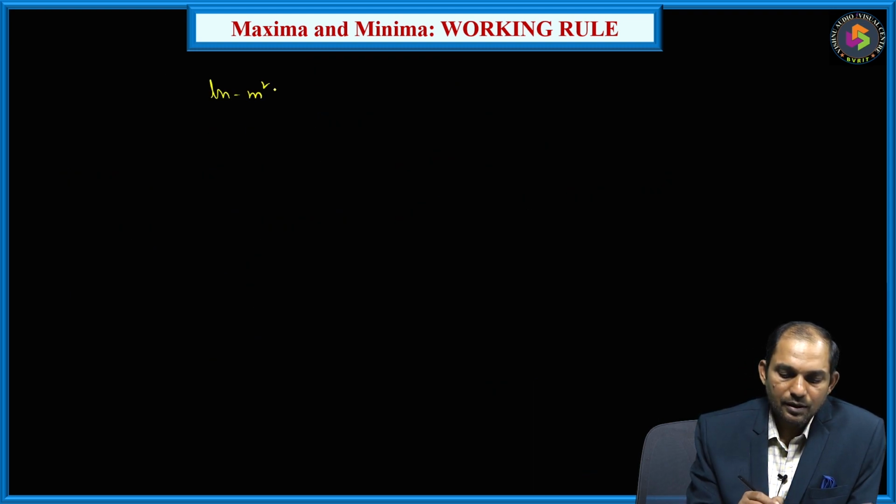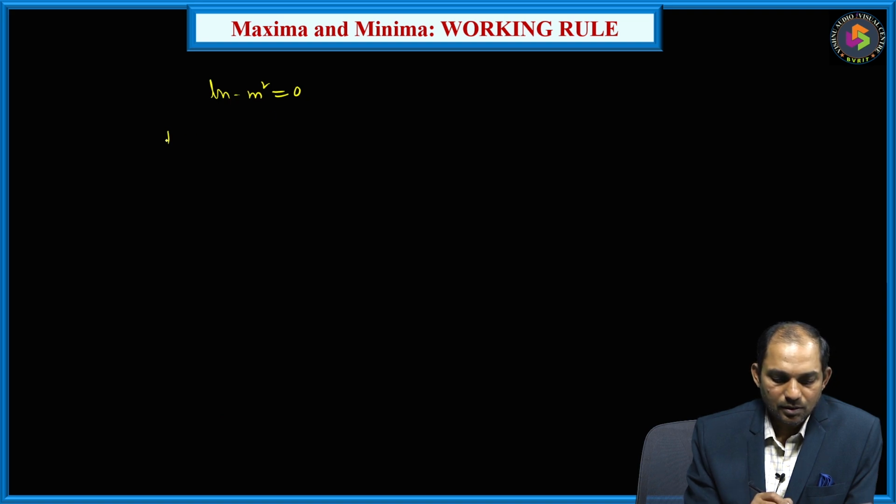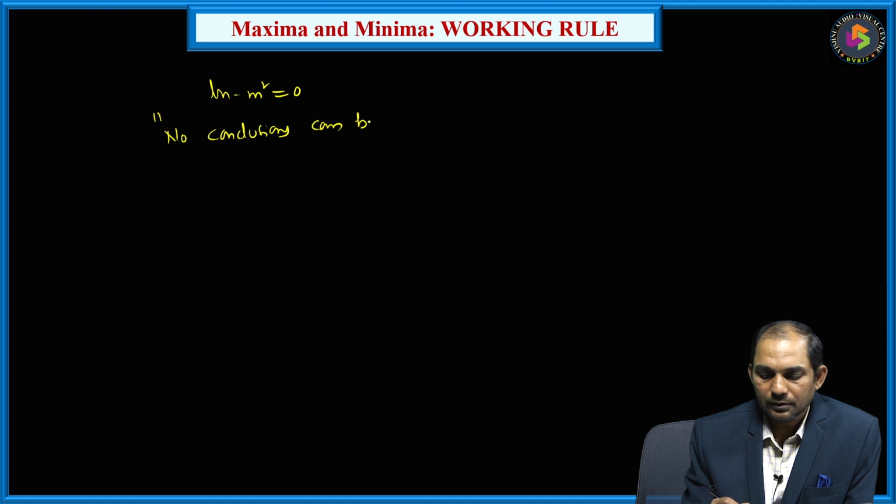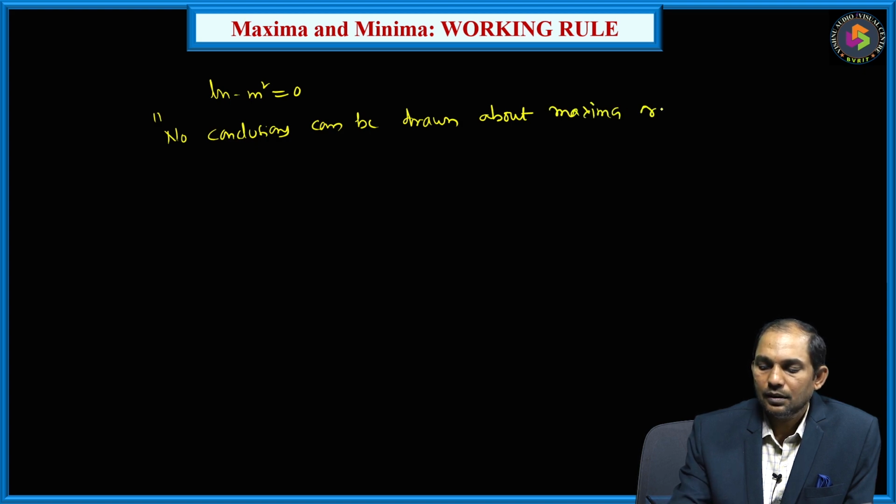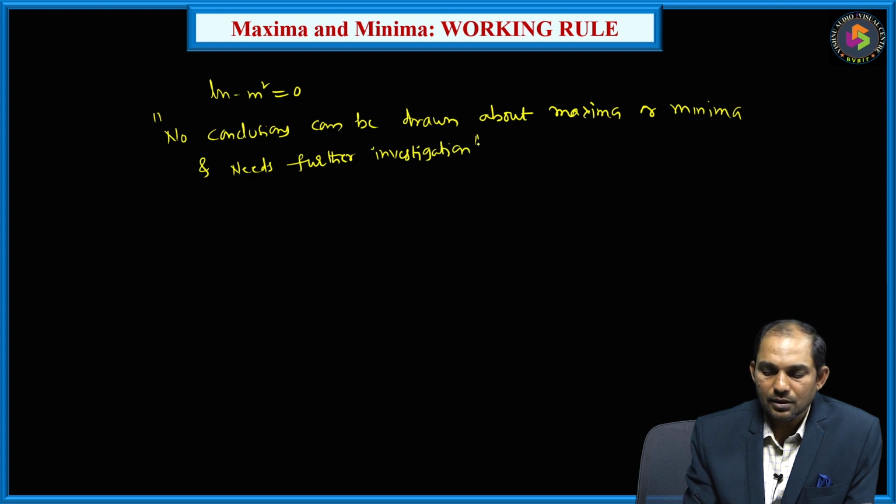And the last case is if ln minus m square is equal to 0, in this case no conclusion can be drawn about maxima or minima and it needs further investigation. This is what we have to conclude in the case of ln minus m square equal to 0.